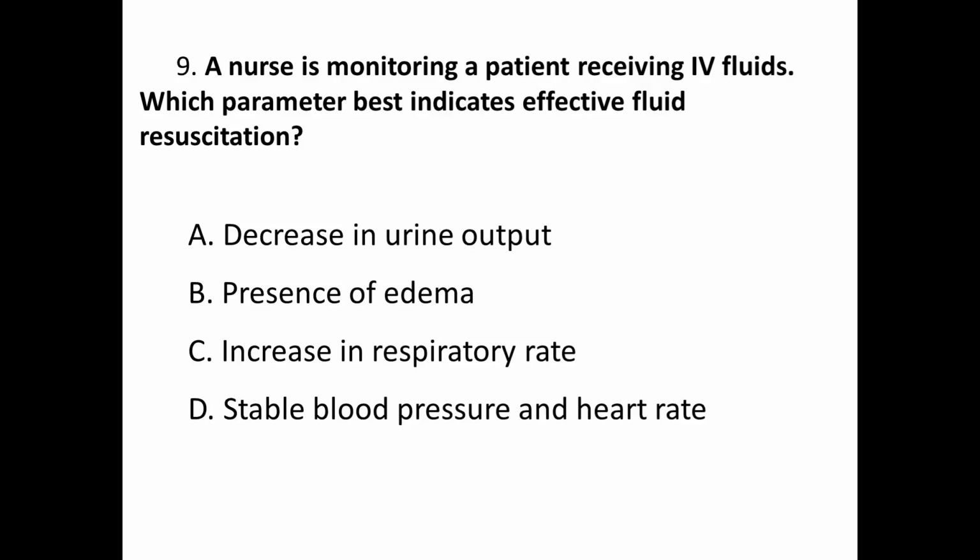Moving on to question number 9, a nurse is monitoring a patient receiving IV fluids. Which parameter best indicates effective fluid resuscitation? Is it A, decrease in urine output, B, presence of edema, C, increase in respiratory rate, or D, stable blood pressure and heart rate? And the answer is D, stable blood pressure and heart rate.